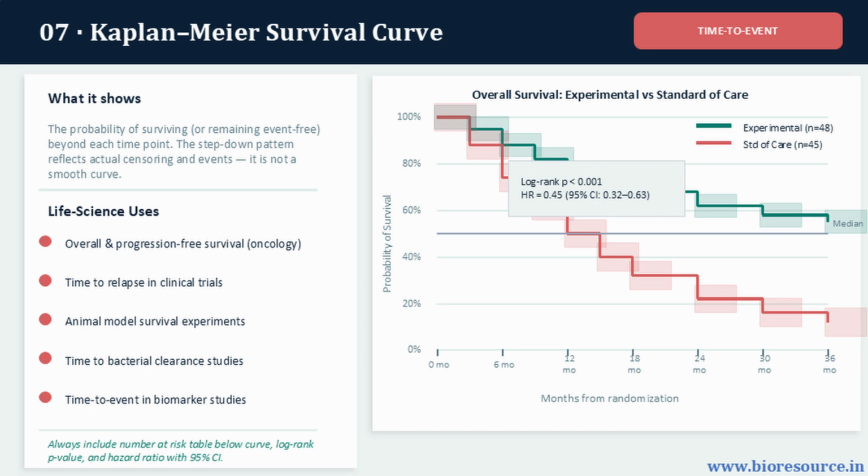When presenting a survival curve, always include the number at risk, the log rank p-value, and hazard ratio with a 95% confidence interval. This chart is especially important in oncology and clinical research because it communicates not only whether an event happens, but when it happens. In survival analysis, timing is the result.